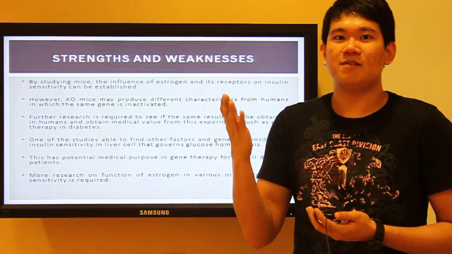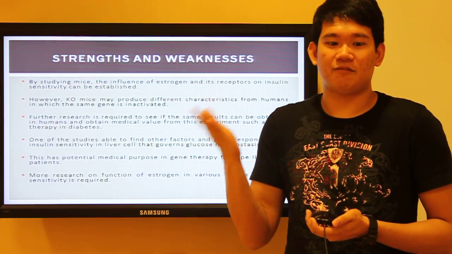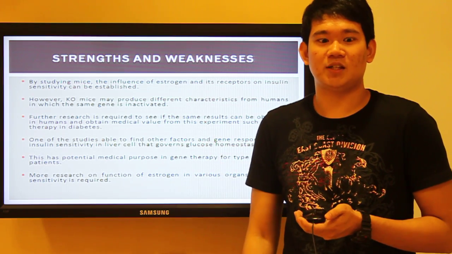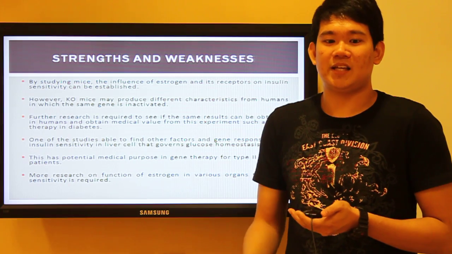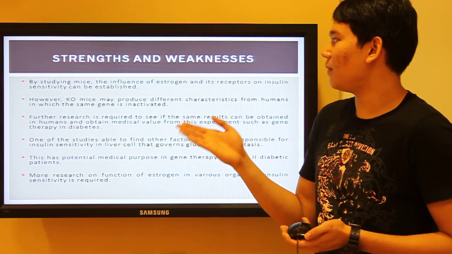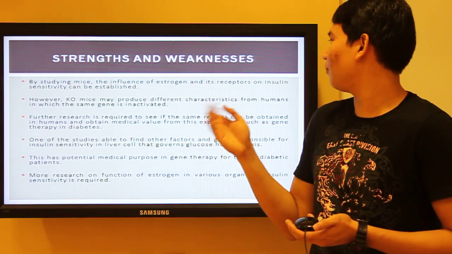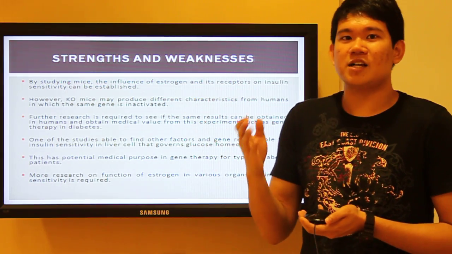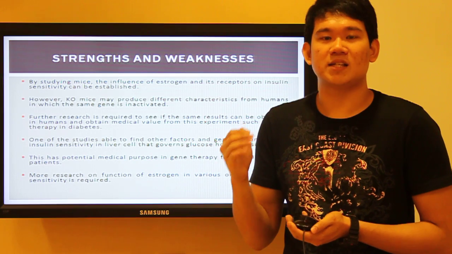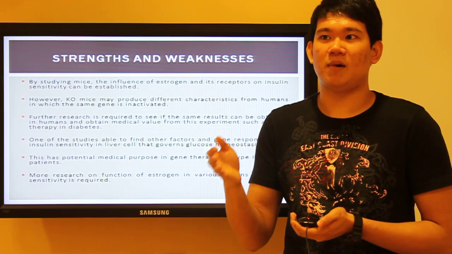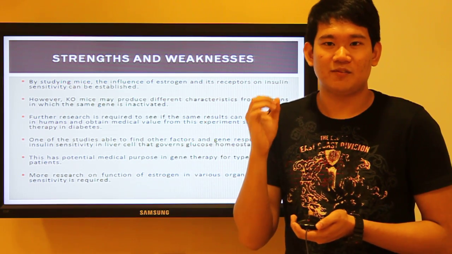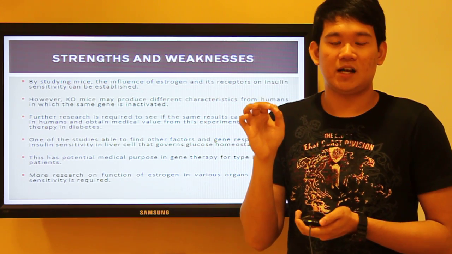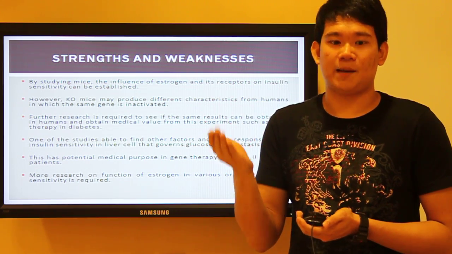We have found some strengths and weaknesses in our findings. By studying mice, the influence of estrogen and its receptor on insulin sensitivity can be established. However, the knockout mice may produce different characteristics from humans in which the same gene is inactivated. As such, further research needs to be done to see if the same results can be replicated in human models, and through this we can obtain medical value from these experiments, such as gene therapy among diabetics.